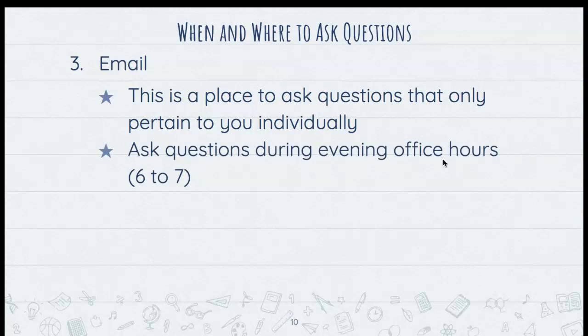Another time to use email is during evening office hours from 6 to 7 at night. So if you were unable to get into the Google Meets, or you didn't start your assignment until after the Google Meet session, then you can use office hours to ask me specific questions. Or you can still use those Google Hangouts and get answers from your classmates too. And I will be checking those during my evening office hours some too.